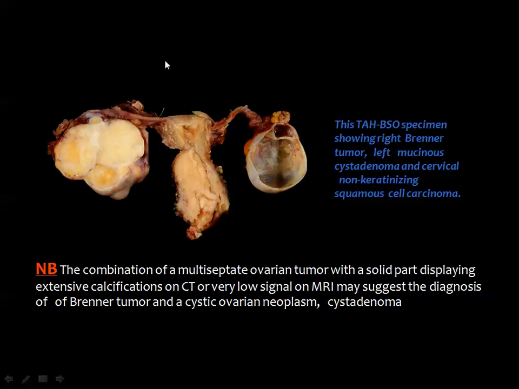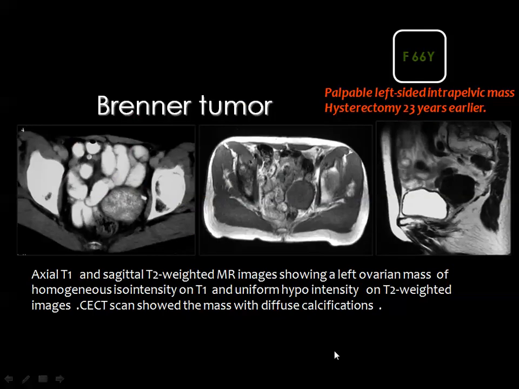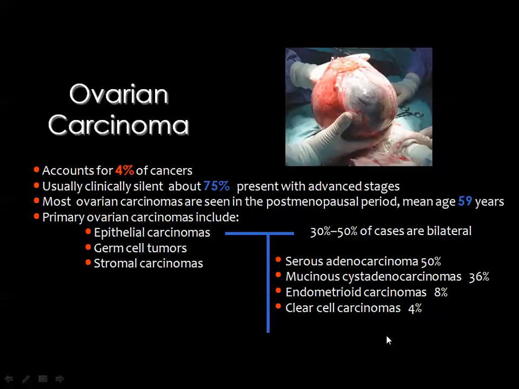And this is a transabdominal panhysterectomy with bilateral salpingo-oophorectomy sample. And this is a Brunner tumor by CT, solid lesion with internal matrix calcification. By MRI, the lesion is of relatively dark signal on T1 and very dark signal on T2 weighted images.